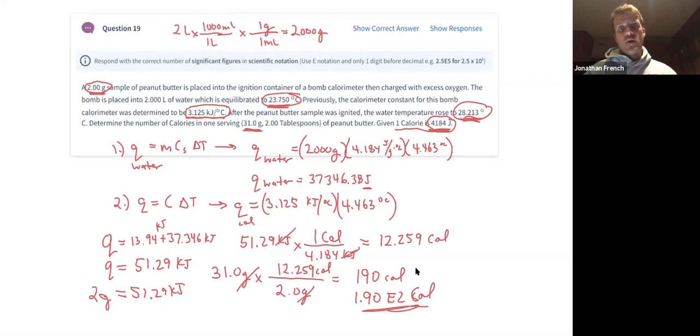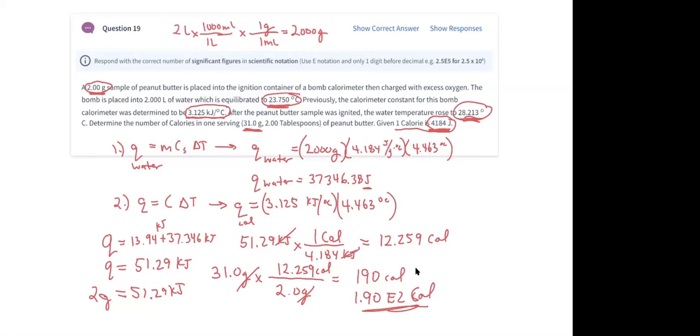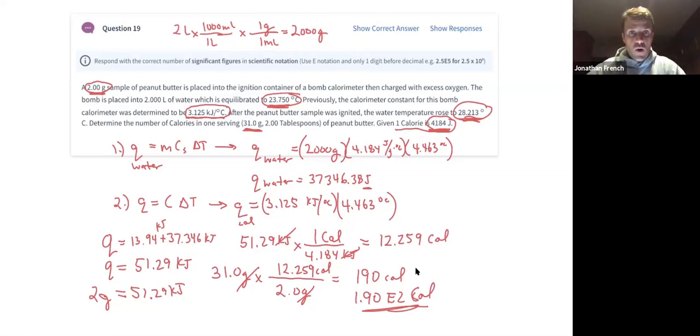So we have 2 things: the bomb calorimeter itself and the water. The water goes up in temperature from 23 to 28 degrees, and the bomb calorimeter itself also. So it equilibrates at 23 degrees. The whole thing, the calorimeter and the water, are equilibrated. You go through this process of burning the peanut butter, and both the calorimeter and the water go through that temperature change. So that's why we had to calculate it for the water and for the calorimeter.